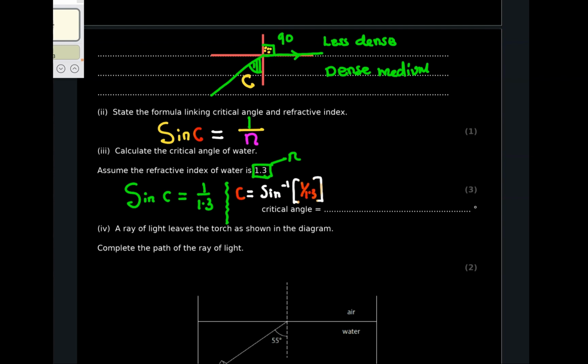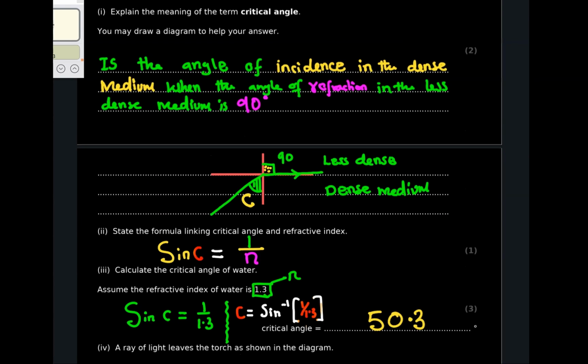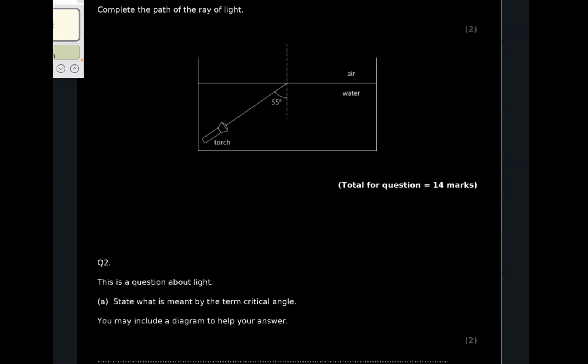Let's use the calculator to check whether that's true. So the answer is 50.3 degrees. So we know the critical angle is 50 degrees. That is 50.3 degrees. The critical angle is very important because it enables us to know whether total internal reflection will take place or not.